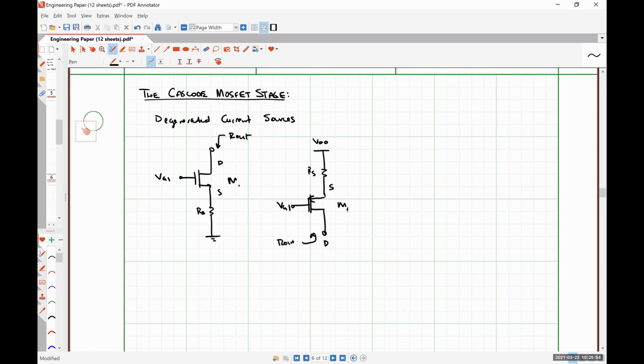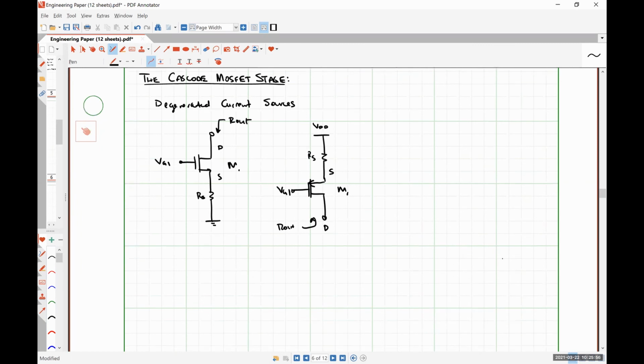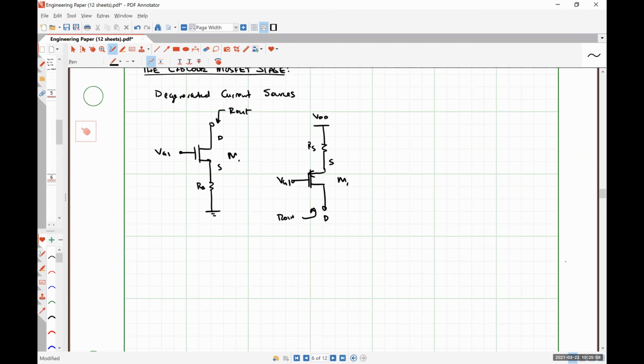So based on our prior analysis, we know that the output resistance of such a current source should come out to be (1 + gm·RS) multiplied by (r0 + RS), and we can also express this as (1 + gm·r0)·RS + r0, like so.